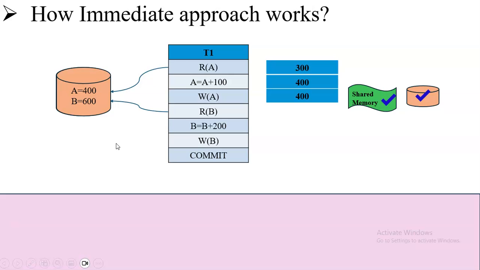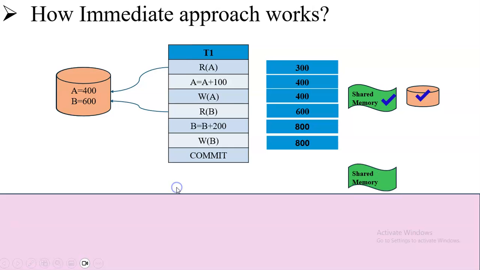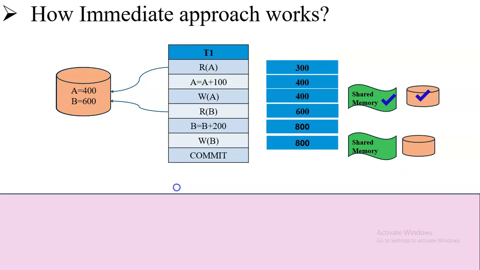Then comes read of B. Read of B is 600. B is equal to B plus 200, which means the value is 800. And then comes write of B. Again, write of B will be stored in the shared memory, and immediately it will reflect in the database. In the deferred approach it was not the case.